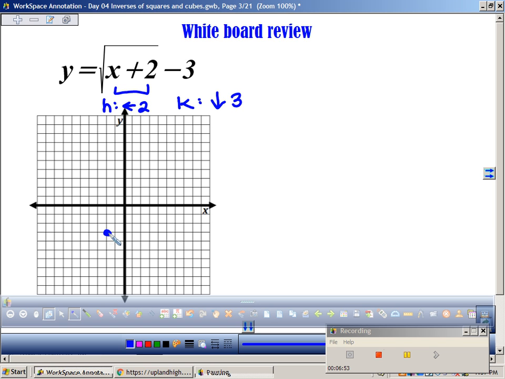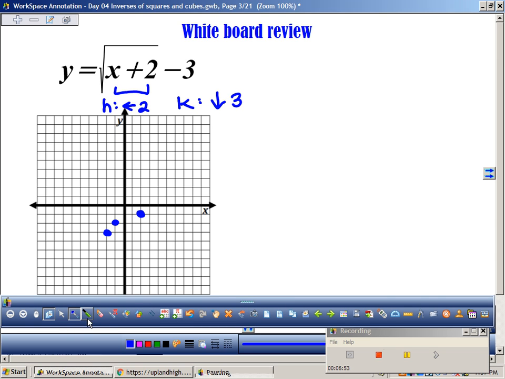What's my magic first reference point? This is like my 0, 0. Over 1, up 1. And over 4: 1, 2, 3, 4, and up 2. Or you can say I'm going to go over 1, up 1, and now I only have to go over 3 because I already went over 1, and then up 1 more.